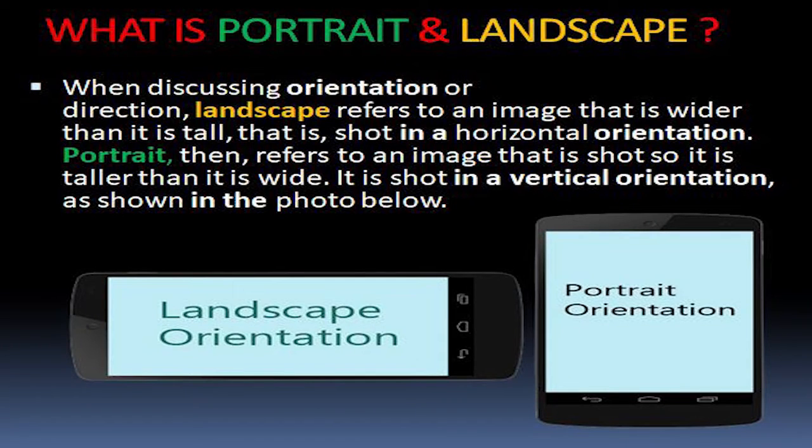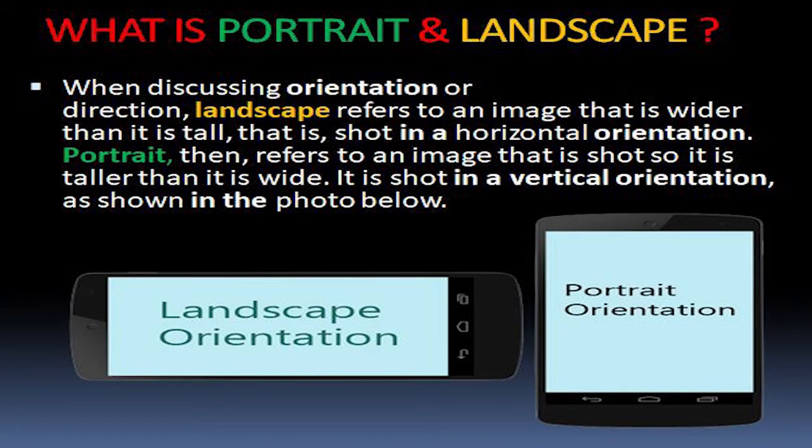What is portrait mode and what is landscape mode? When discussing orientation or direction, landscape refers to an image that is wider than it is tall, shot in a horizontal orientation. That means if the image or the paper is in horizontal direction, that is called landscape orientation. Portrait refers to an image that is taller than it is wide. That means if it is taller, not wider, then it is called portrait.